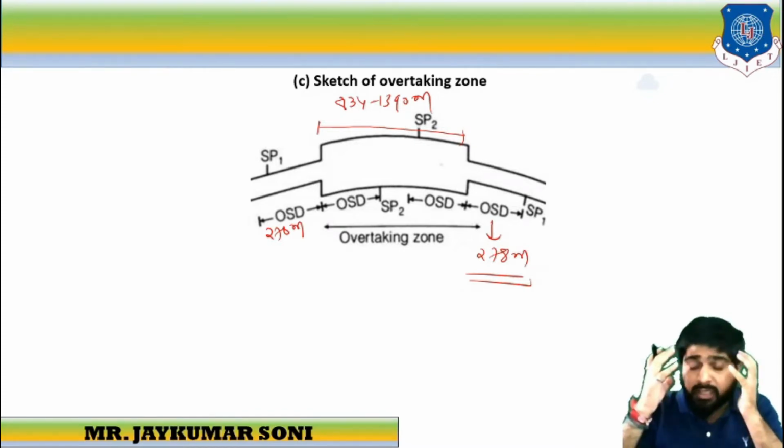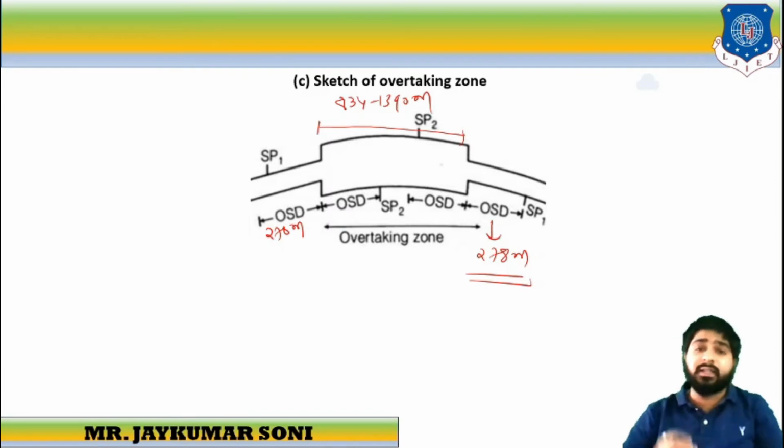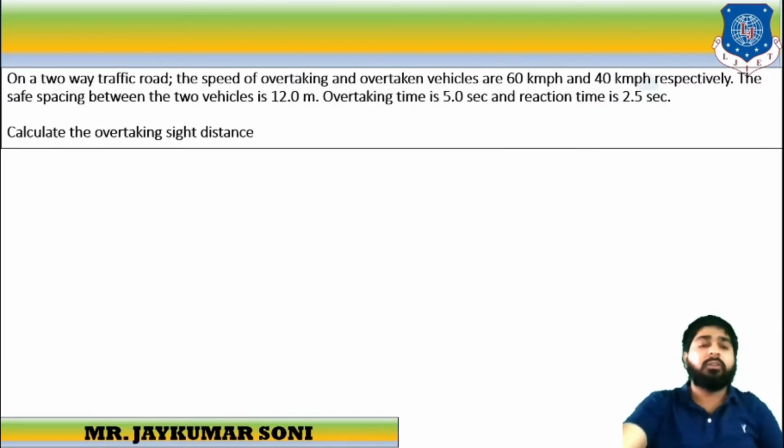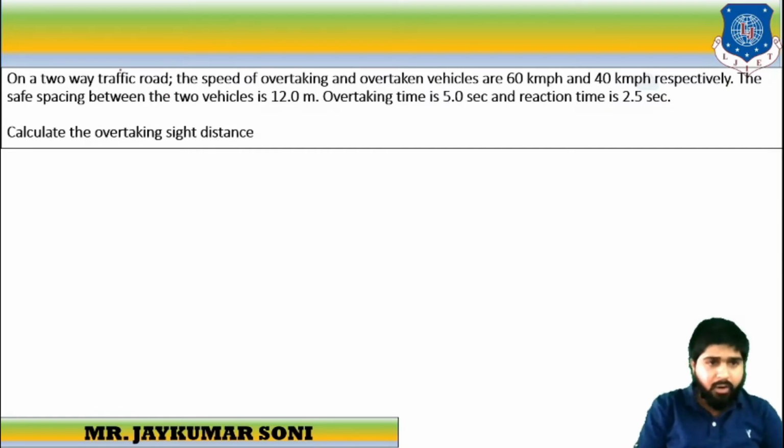I hope you have understood the concept thoroughly. Now let us understand the second example. This is another example. The statement states that on a two-way traffic road, it will have d1 plus d2 plus d3. The speeds of the overtaking and overtaken vehicles are 60 and 40 kmph. So this is V1, this is V2. This is also called VB because it is the slow moving vehicle. Safe spacing is given as 12 meters. This is the value of S.